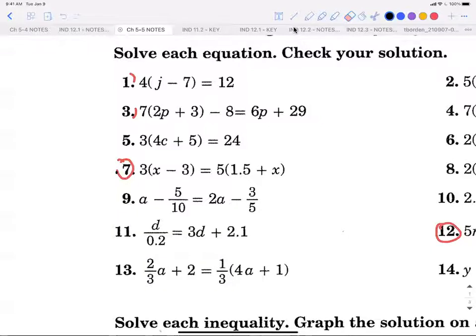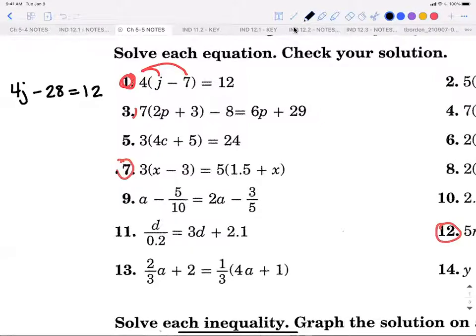So we have 4 times j minus 7 equals 12. The first step is distribute. When we distribute, that means we multiply 4 times everything inside the parentheses. 4 times j is 4j, and 4 times negative 7 is negative 28. So 4j minus 28 equals 12. That's the distribute step.